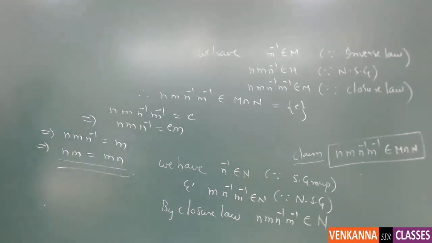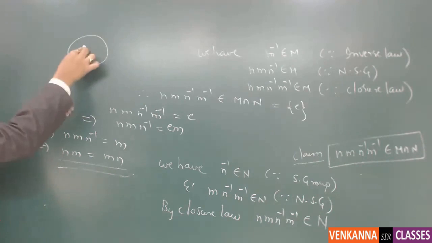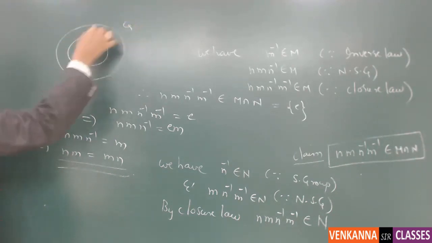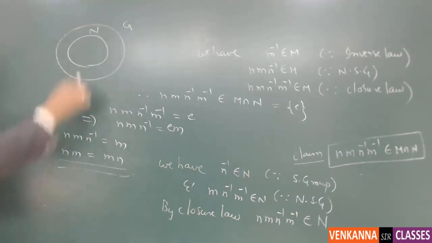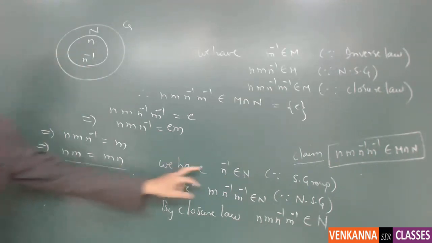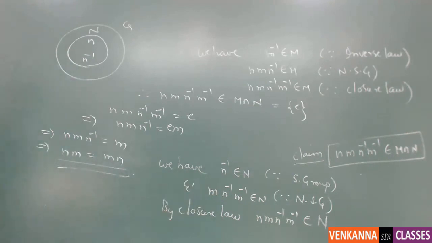Then see, you can imagine the first diagram like this. As I have taken the element n belongs to N, its inverse also belongs to N. This is the first step. Agree? Because there is the inverse property, right?